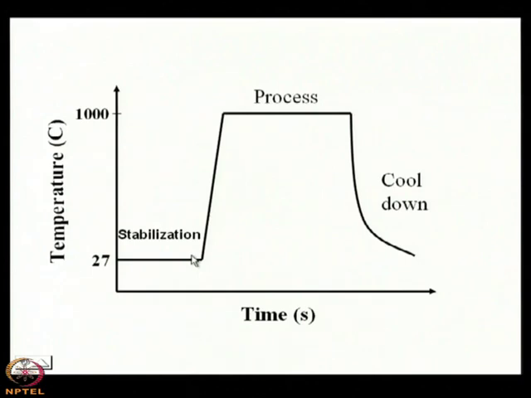For normal furnace, the slope is very high, and this is the process temperature, say 1000 degree centigrade, you use to process. Then after processing for say 10 second, 20 second, 50 second, it cools down. This is the thermal profile, the temperature time profile, for the rapid thermal annealing system.